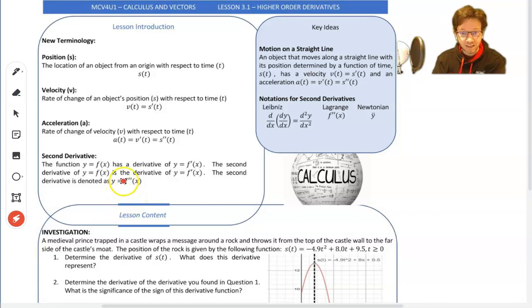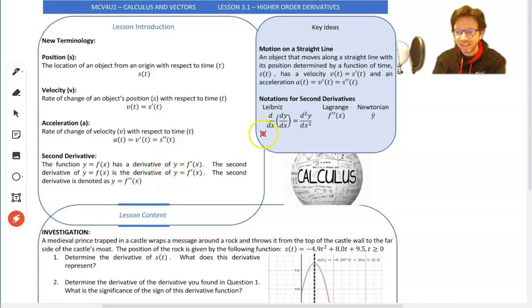Similarly, if you were to then find the rate of change of velocity, we call that acceleration. So acceleration is the derivative of velocity. And since velocity is the derivative of position, acceleration, we say, is the second derivative of position. And we denote that with 2 primes.